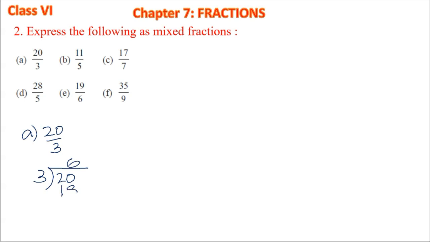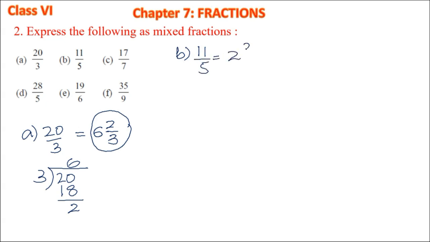6 times 3 is 18. 2 becomes the remainder. So the given number can be expressed as the quotient, along with the remainder upon the divisor. This is the mixed fraction of 20 by 3. The same can be done in the second one. 11 by 5 can be written as 2 1 by 5, because when 11 is divided by 5, it goes 2 times as 10, and 1 will be the remainder.